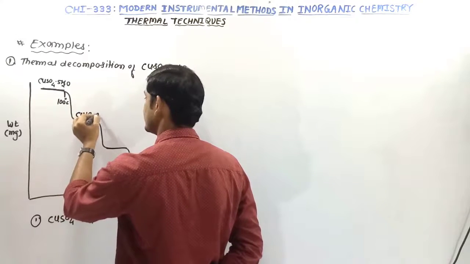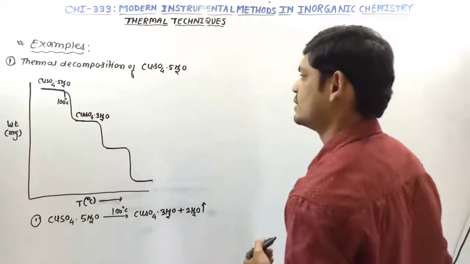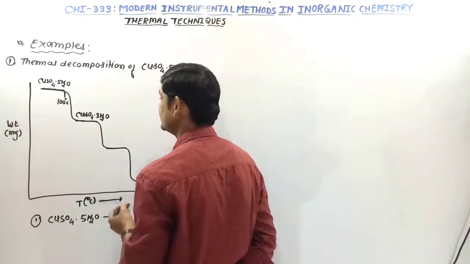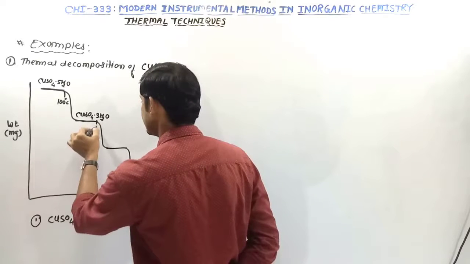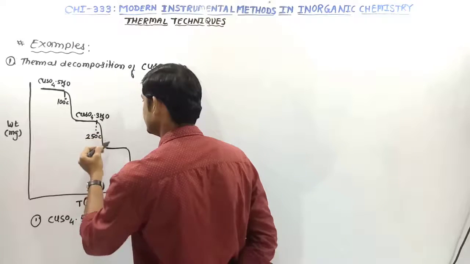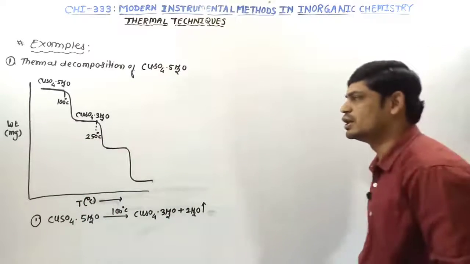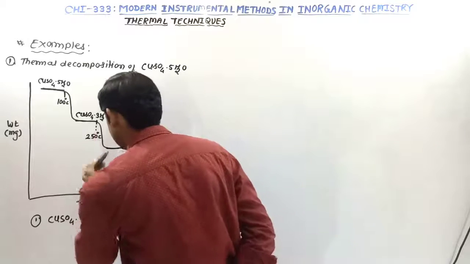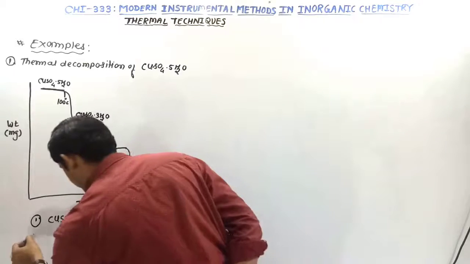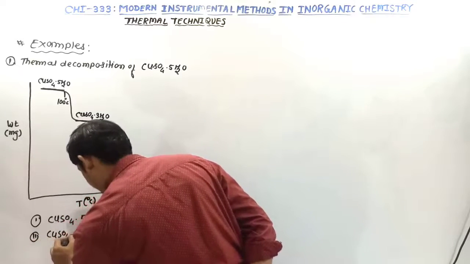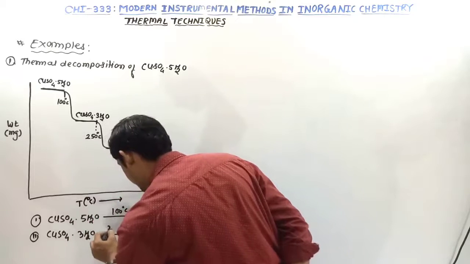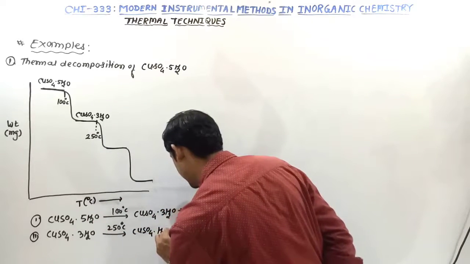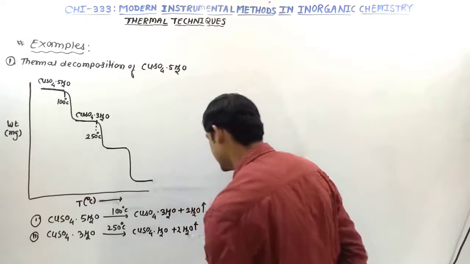We get the corresponding copper sulfate trihydrate, CuSO4·3H2O. Now this CuSO4·3H2O at about 250 degrees Celsius again undergoes dehydration, that is the loss of water molecules, and we get copper sulfate monohydrate. So the second reaction, which starts at about 250 degrees Celsius, is copper sulfate trihydrate at about 250 degrees Celsius giving copper sulfate monohydrate, again with the evolution of 2 water molecules in the form of water vapors.